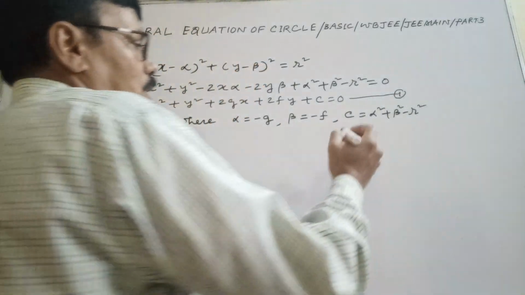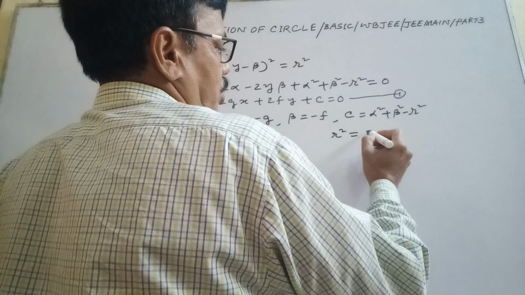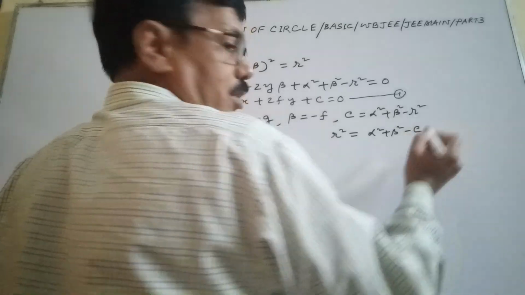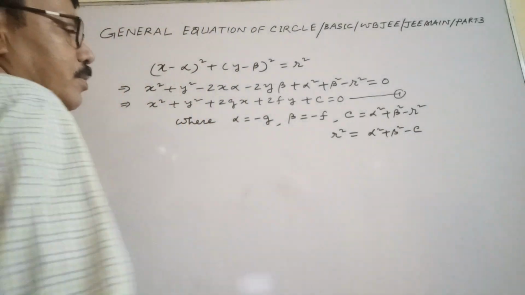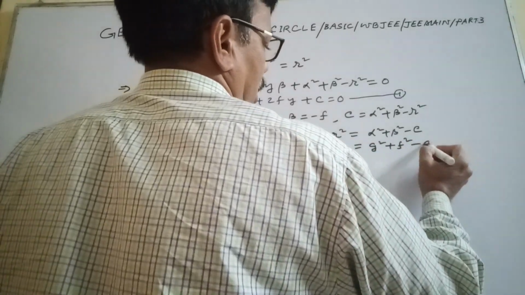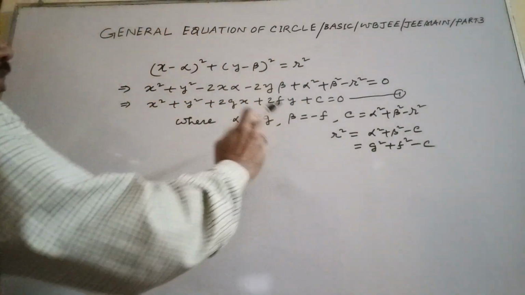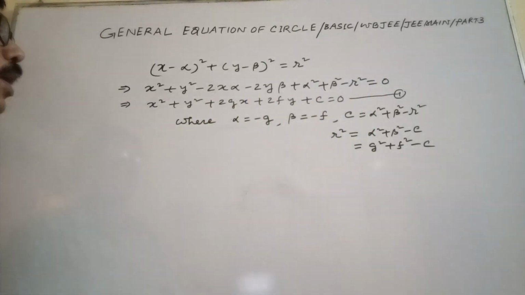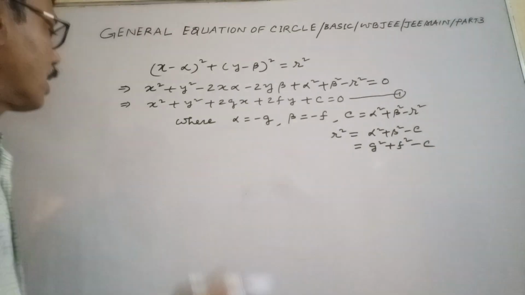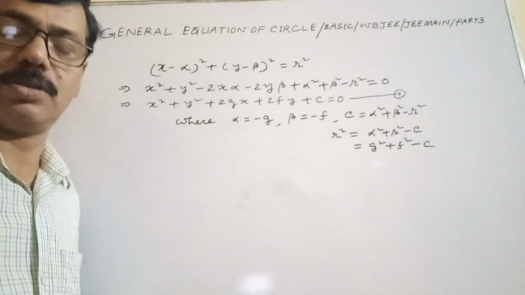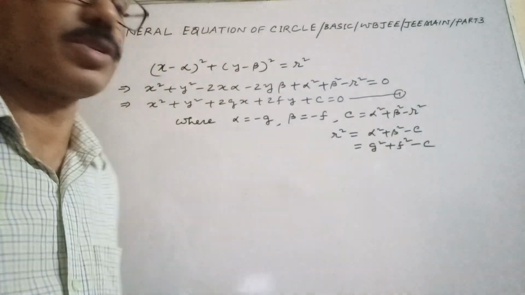Now, what is r square? R square equals alpha square plus beta square minus c. So what is alpha? Minus g. So r square equals g square plus f square minus c. We want to express r in terms of g, f and c, that is, in terms of the unknowns of equation 1. Now x square plus y square plus 2gx plus 2fy plus c equals 0 is called the general equation of a circle.